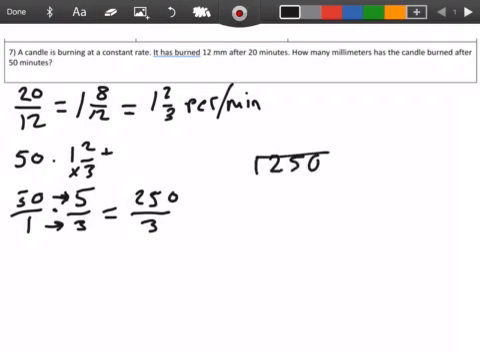250 divided by 3. Well, 3 cannot go into 2, so we need to move over to the 5. How many times does 3 go into 25? I know that 3 times 8 is 24, so we need to subtract now. So that leaves me with 1. Drop down the 0. And I know that 3 can go into 10 how many times? Well, it can go in 3 times, because 3 times 3 is 9.